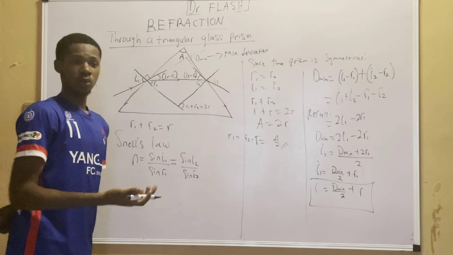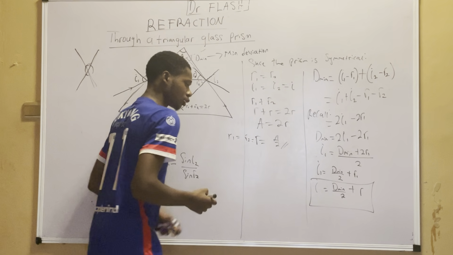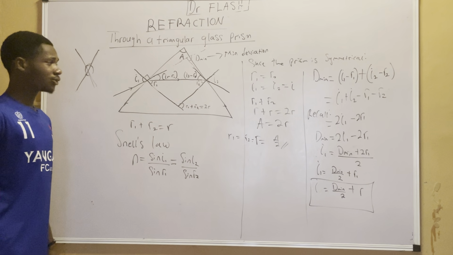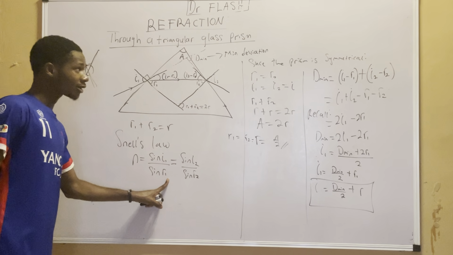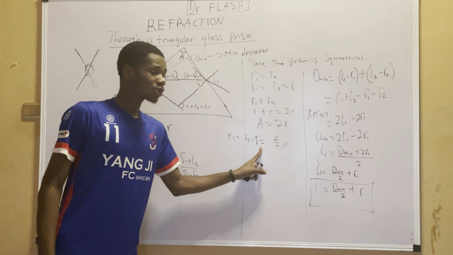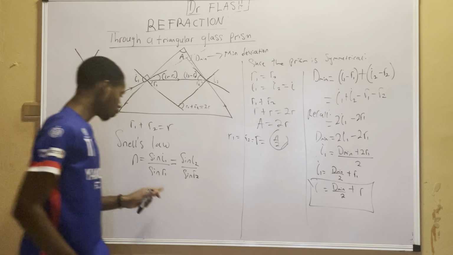I1 and I2 equal what now? I. I would as well write it here. I1 and I2 are going to equal I. Now that is the incidence angle. How about the refracted angle, which is R1? Now we already proved that R1 is R2 and R, and it's also equal to A over 2. I'm going to substitute this and this into this equation.